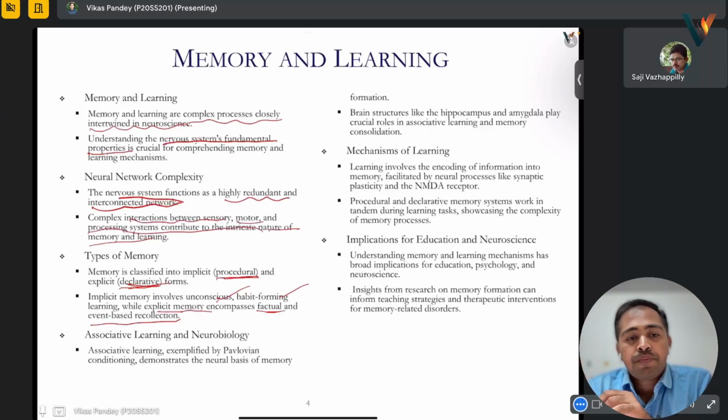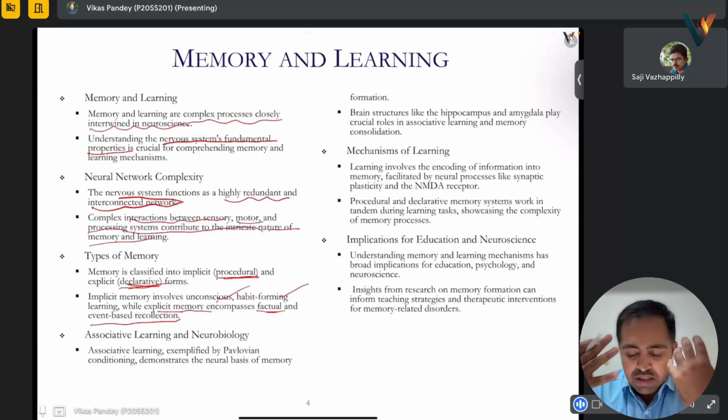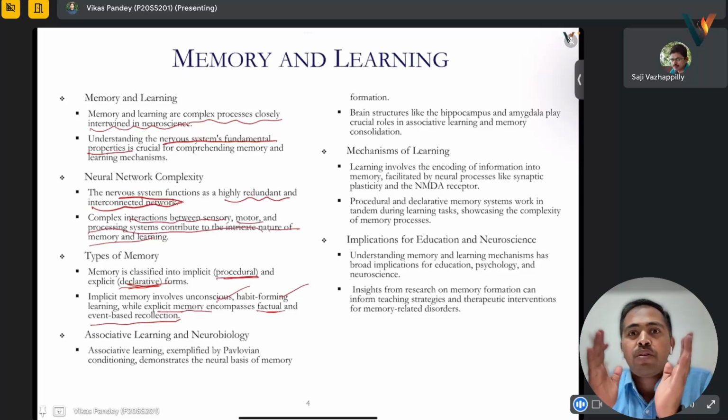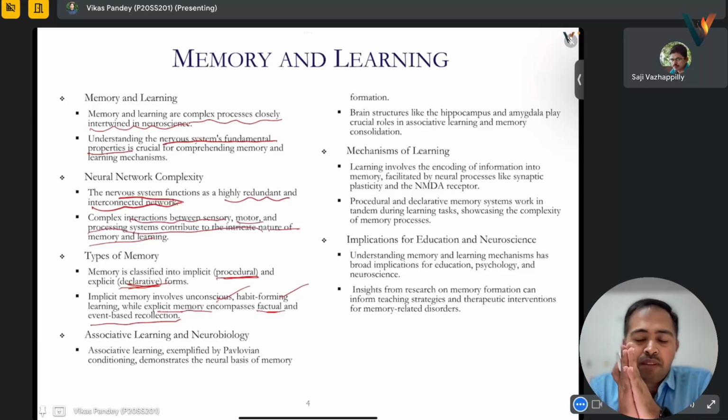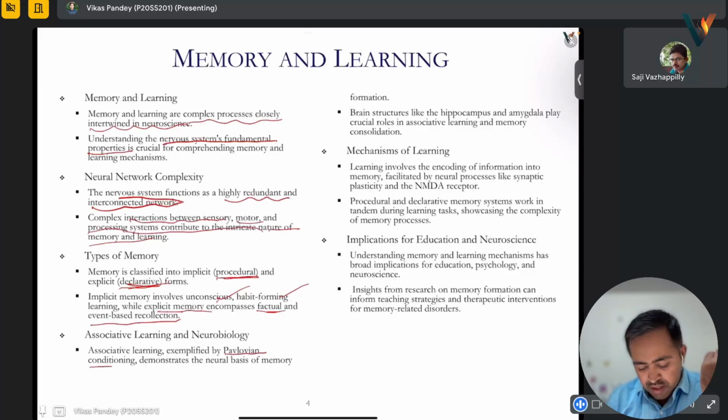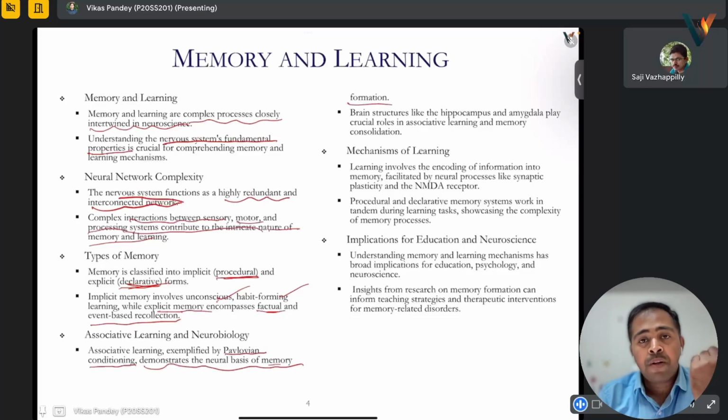This whole section is not fully understood yet, but a lot of work has been done to understand how memory and learning work. As for how this associative knowledge occurs, it was exemplified by Pavlovian conditioning, demonstrating the neural basis of memory formation.